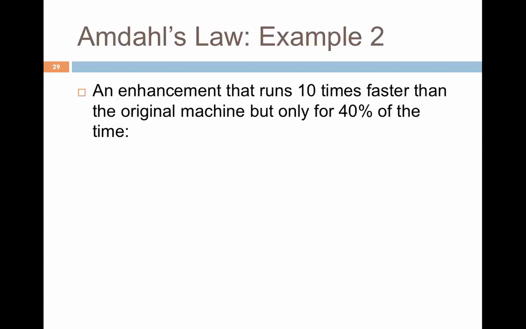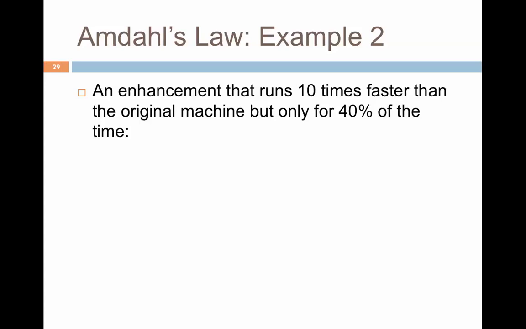This is example number 2, which says an enhancement that runs 10 times faster than the original machine, but only for 40% of the time. Right? So the question here says that you make an enhancement that runs 10 times faster than what was originally proposed, but now that occurs only for 40% of the time.